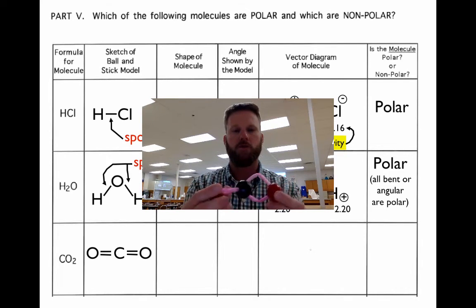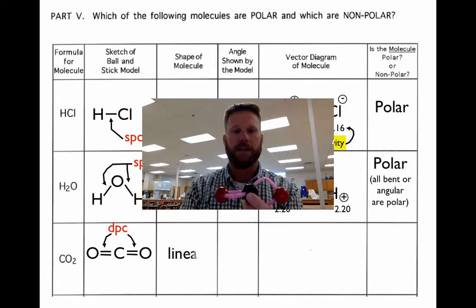Carbon double bonded to two oxygens. Now, these bonds are double bonds. They are also polar because it's two different atoms, and they are covalent because each atom is sharing electrons to make these bonds. I think it's pretty easy to see once again that this is a linear molecule, and the bond angles for anything linear is 180 degrees.